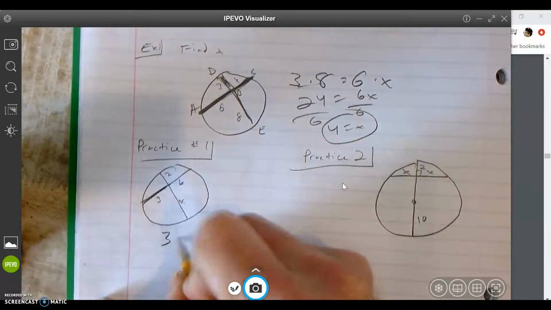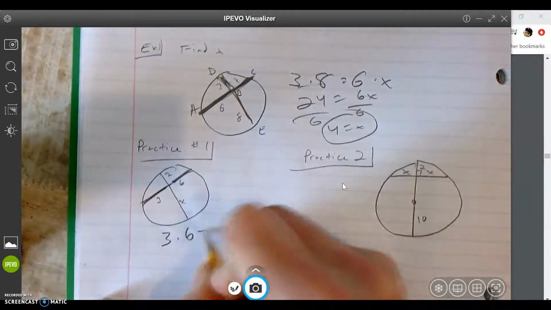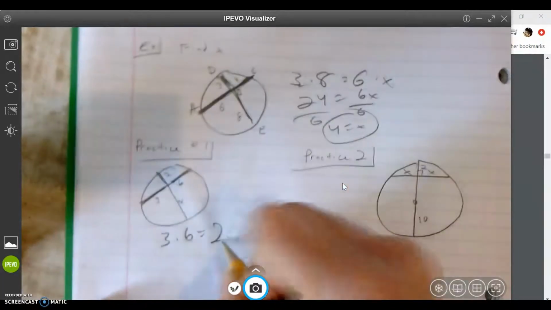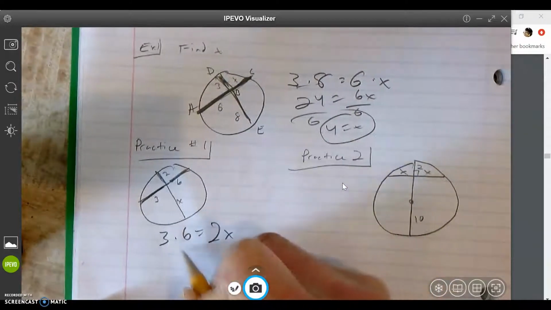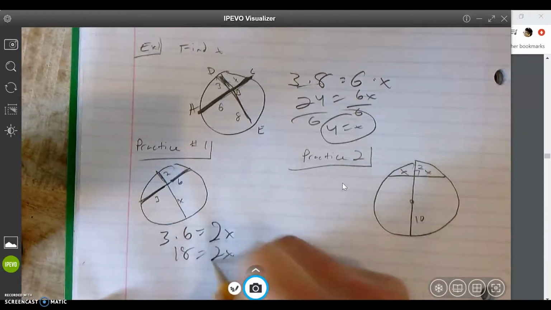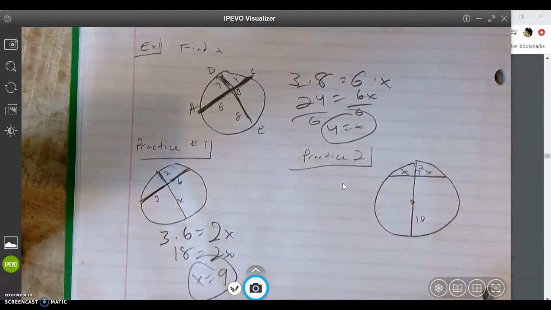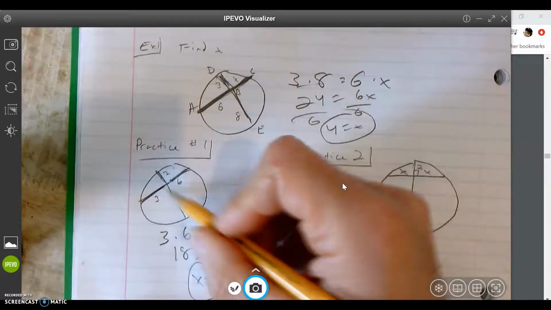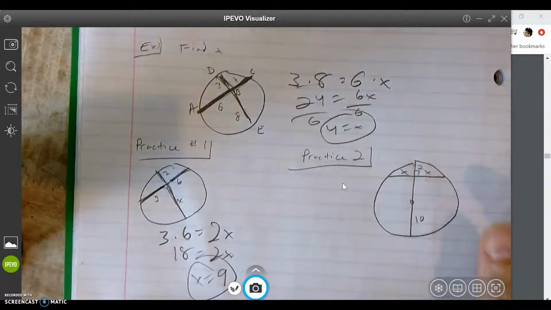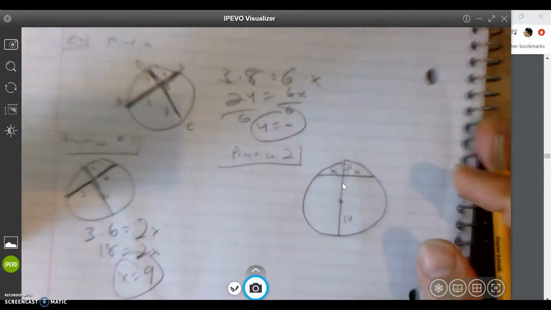So this is 3 times 6 equals 2 times X. So 18 equals 2X. 2 times what is 18? That would be 9. Got it. So this part right there is 9. All right, this one a little more challenging.